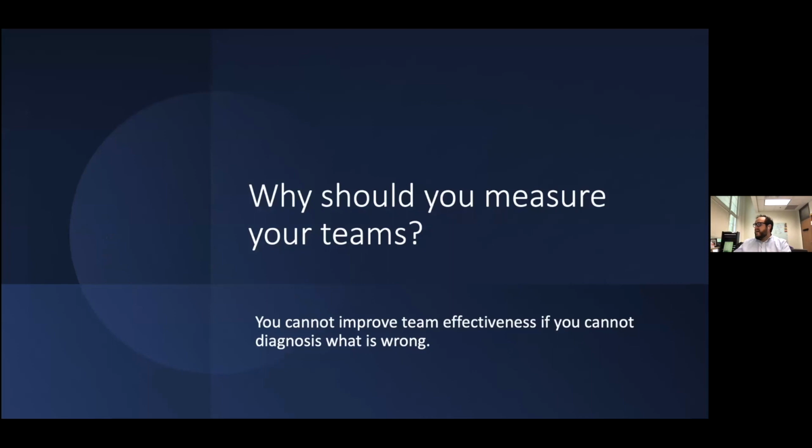And so why should you measure it? Well, we already talked about this, right? You can't improve team effectiveness if you can't diagnose what is wrong. And so it allows you to provide some quality feedback at important times, which I believe Sean will be talking more about tomorrow.